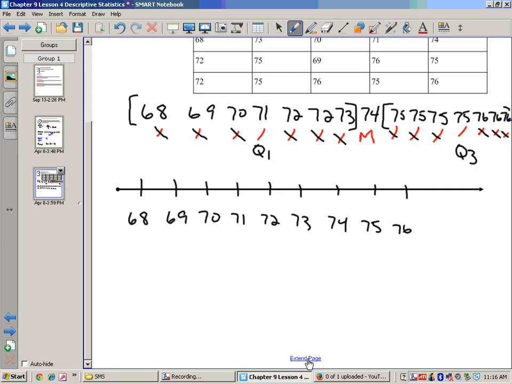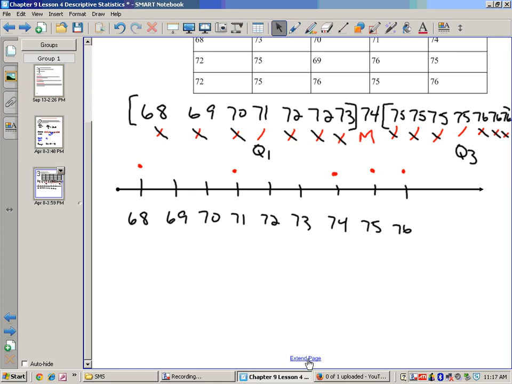So if we know our minimum value is 68, we'll put a point right there. Our max value is 76. We're going to put one right there. And then we're going to put a marking for our first quartile, 71, right there. Our third quartile, 75 right there. And then also for our median, 74. Okay. Now we're going to draw our box and whisker plot.